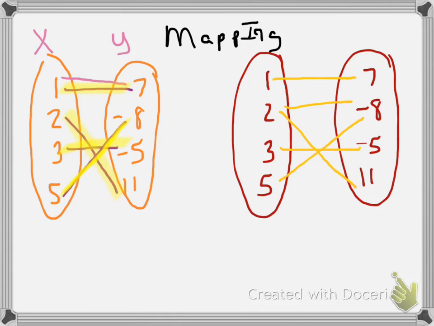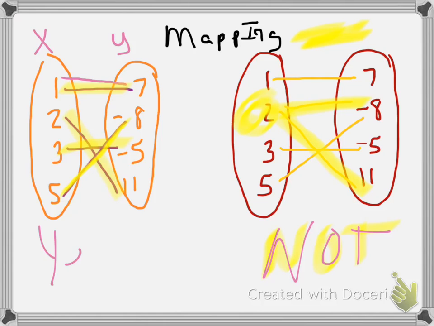Notice over here on the other side, on the right side, the 2 goes to the -8 and the 11, and that's not good. So that x repeats, which means this is not a function. So this is a no, this is a yes.